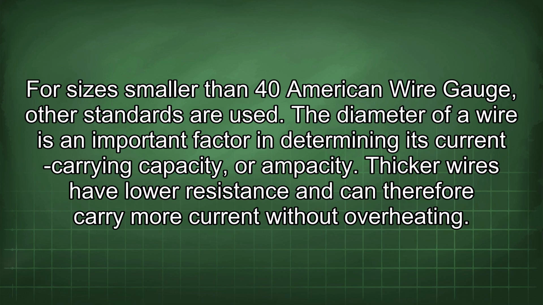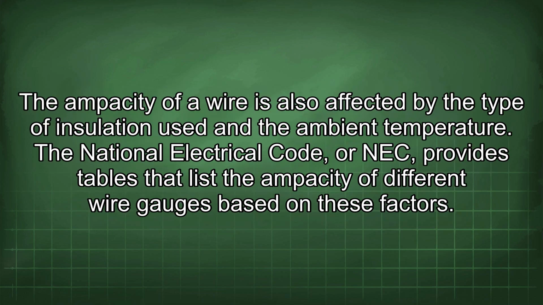Thicker wires have lower resistance and can therefore carry more current without overheating. The ampacity of a wire is also affected by the type of insulation used and the ambient temperature. The National Electrical Code, or NEC, provides tables that list the ampacity of different wire gauges based on these factors.